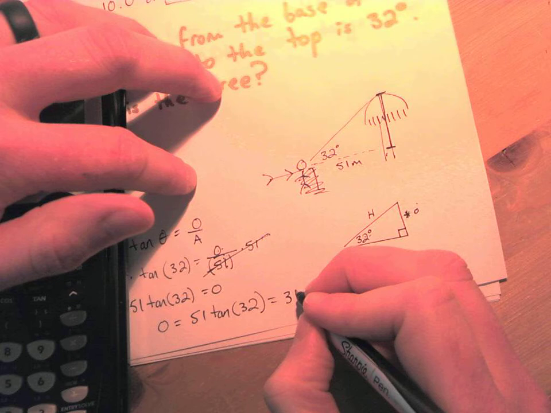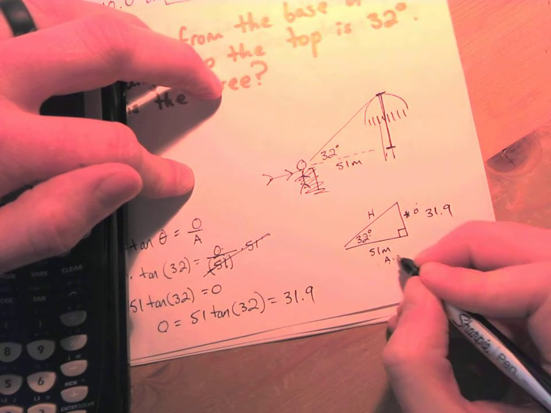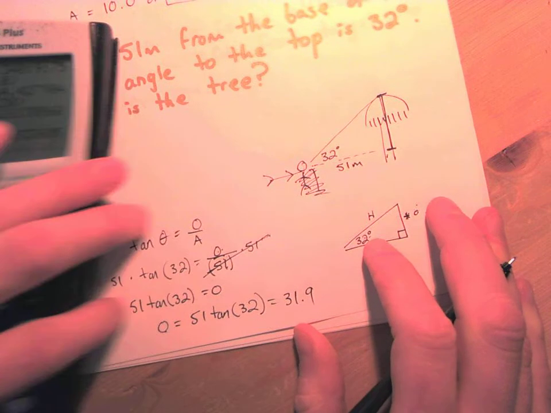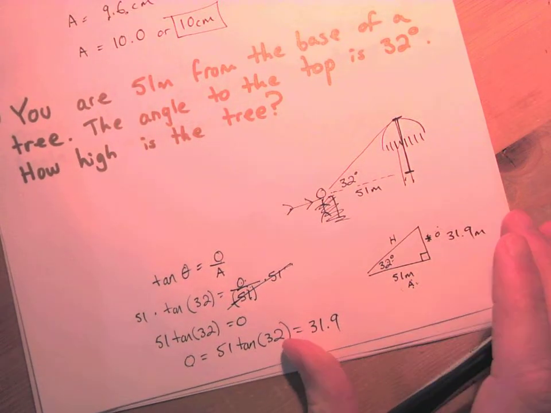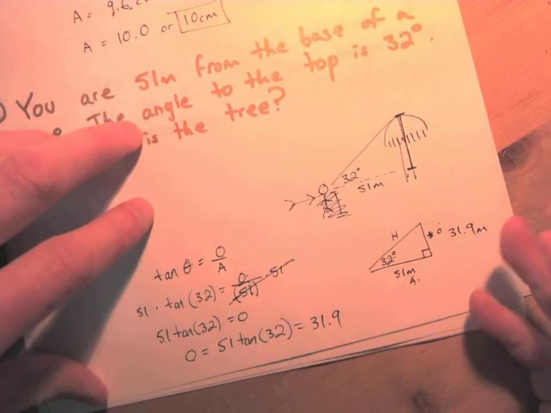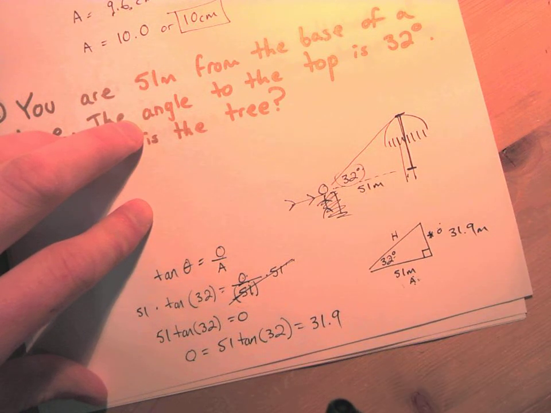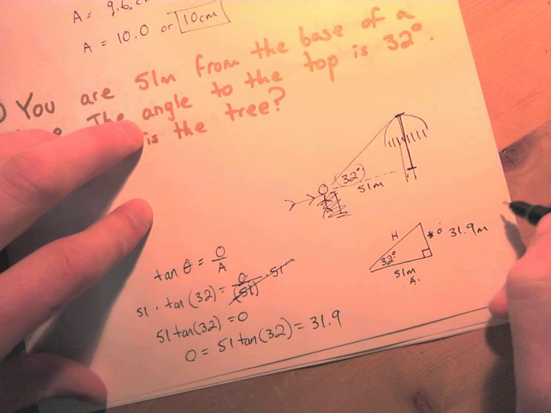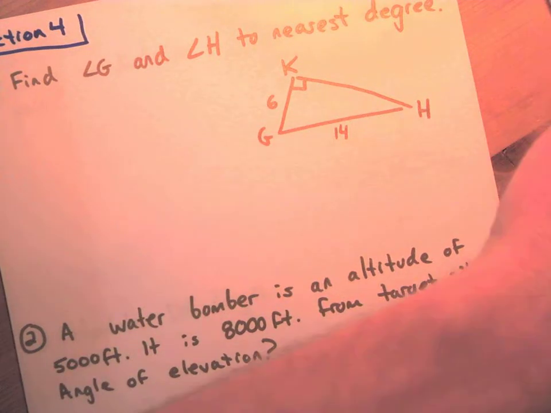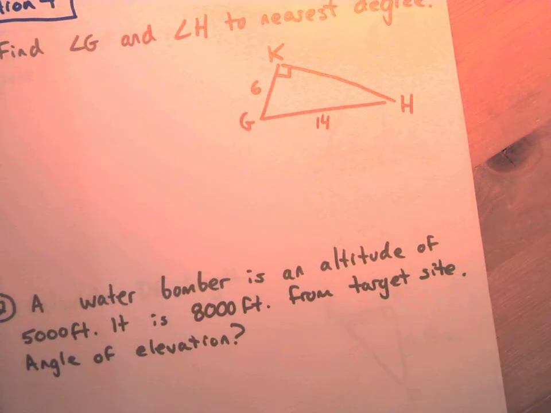That's what I got. That's the opposite side, that's this side. We're going to use the same unit that they use there, 31.9 meters. So that's how high the tree is, 31.9 meters from the ground, if it's a 32-degree angle and you're 51 meters from the base of the tree. All right. I'm going to stop the video there, and we'll do part 2 in a different video. Thank you.